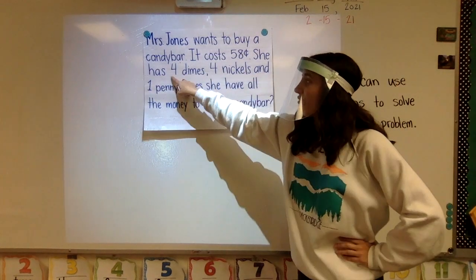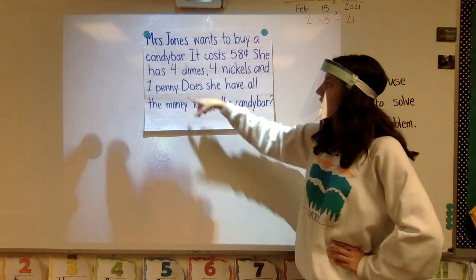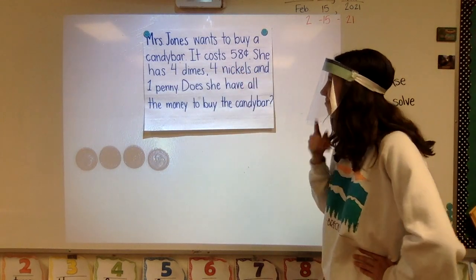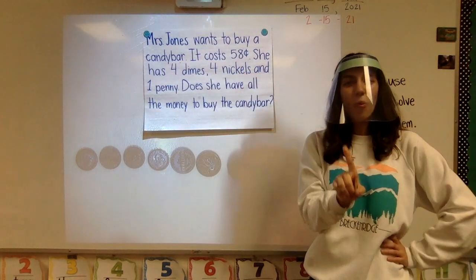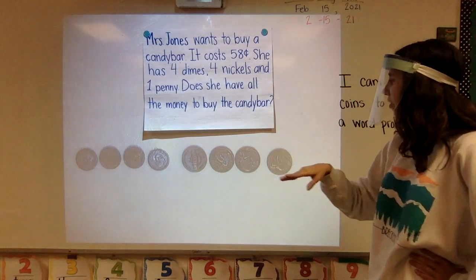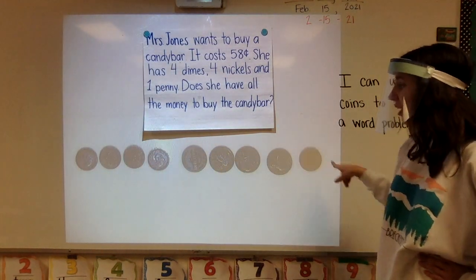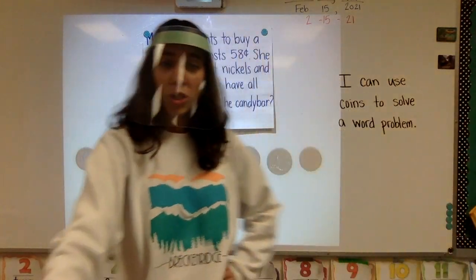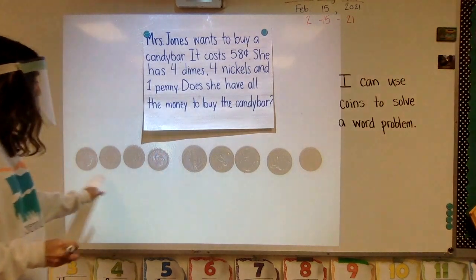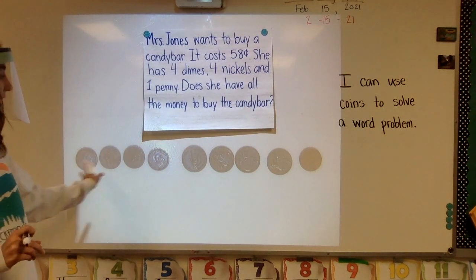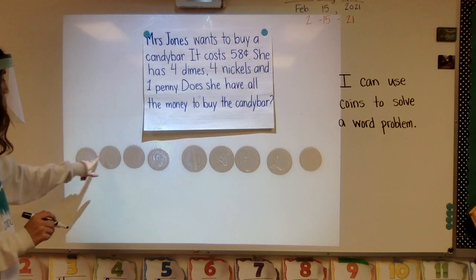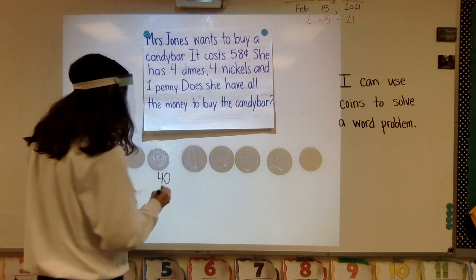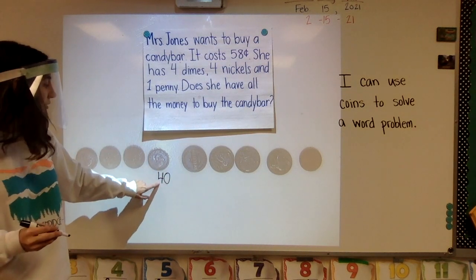So to see if she can buy that candy bar, first she's going to need 4 dimes. It says Miss Jones has 4 dimes, 4 nickels, and just 1 penny. So we're looking at all of Miss Jones's coins down here, and we're going to have to count them together to see if she has 58 cents. So let's start with our greatest value coin, our dimes, and we can count these by 10. So we have 10, 20, 30, 40 cents in dimes. I'm going to write a 40 right down here so we don't forget it.